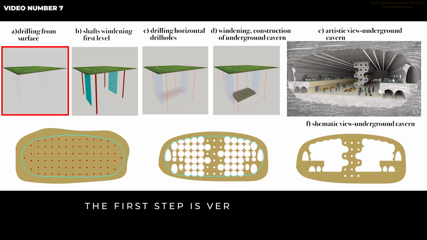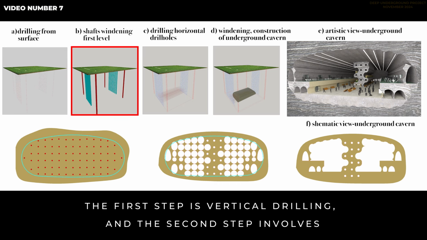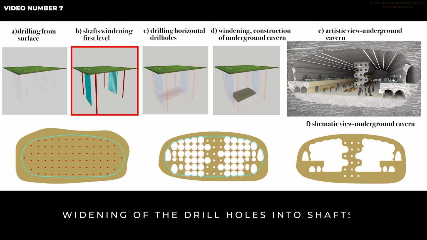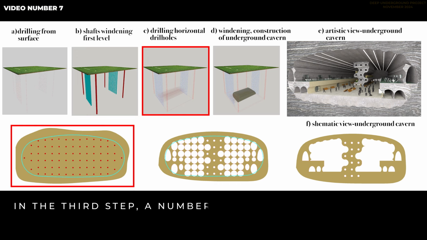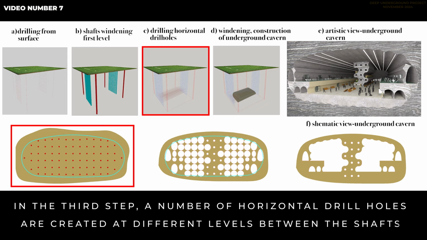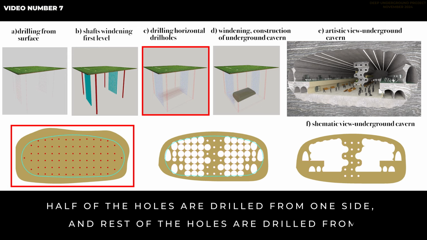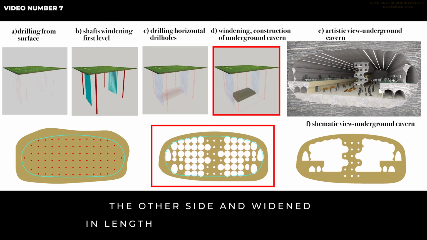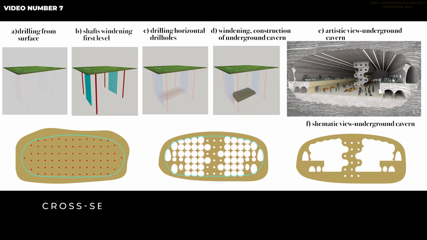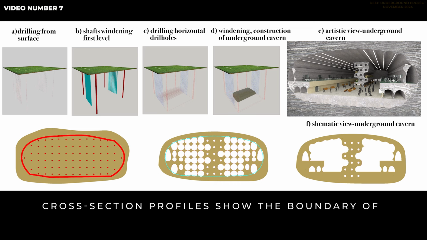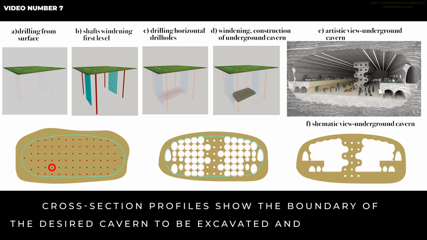The first step is vertical drilling, and the second step involves widening of the drill holes into shafts. In the third step, a number of horizontal drill holes are created at different levels between the shafts. Half of the holes are drilled from one side, and the rest of the holes are drilled from the other side and widened in length of underground cavern. Cross-section profiles show the boundary of the desired cavern to be excavated and the boreholes.